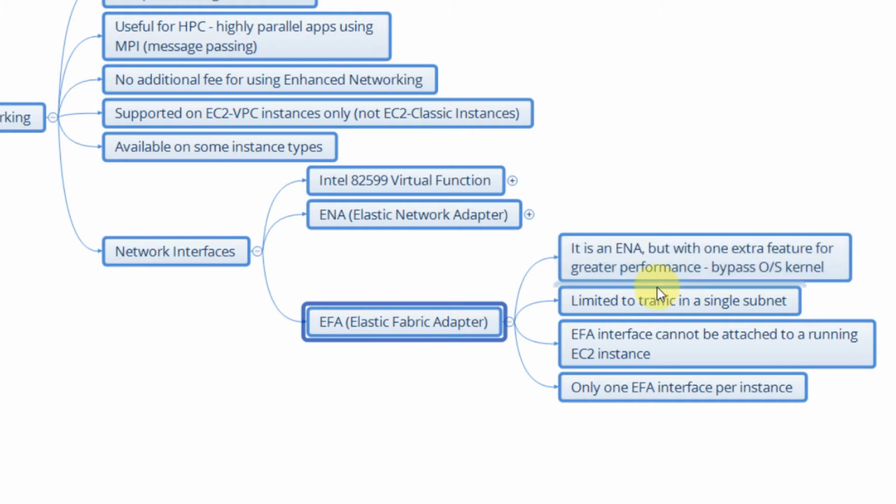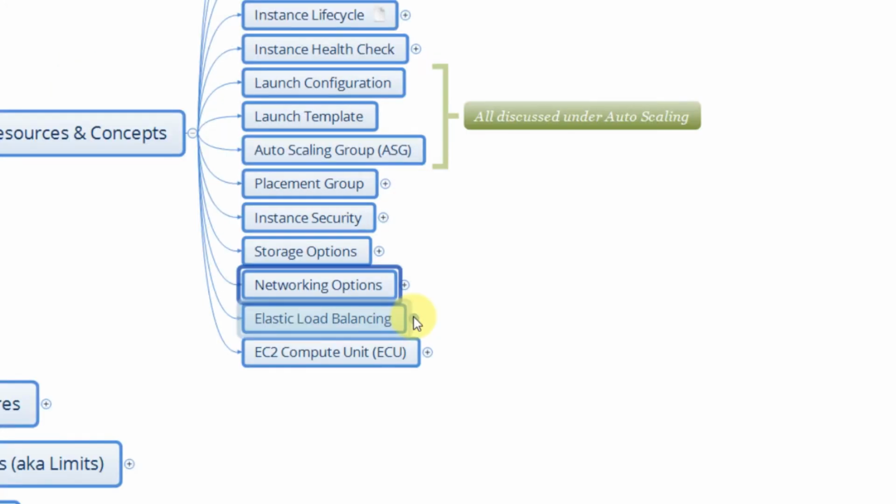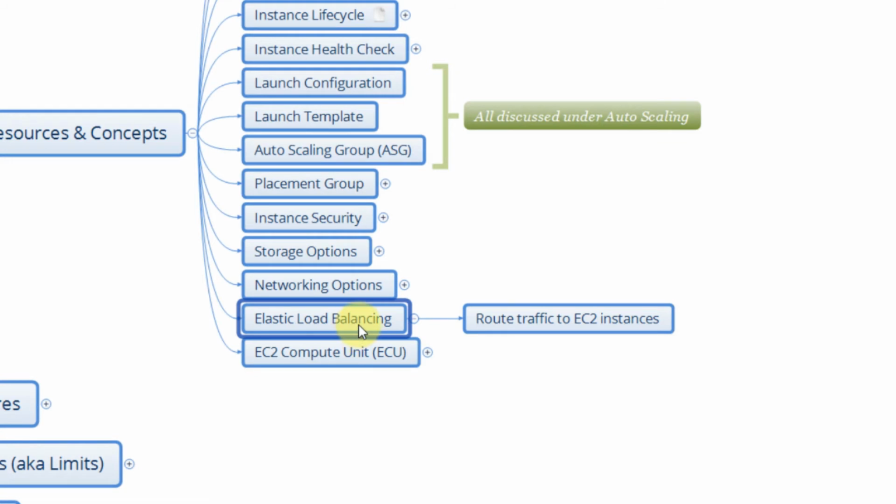However, EFA is limited to traffic in a single subnet, and the EFA interface cannot be attached to a running EC2 instance. It must be attached either when it's stopped or at launch. And you can only have one EFA interface per instance. Now let's look at elastic load balancing. I will have another quick learn video on this, but just a quick summary. It routes request traffic to EC2 instances.